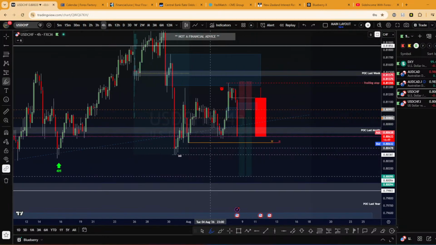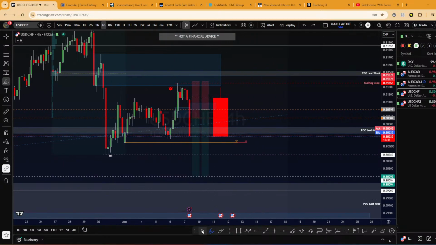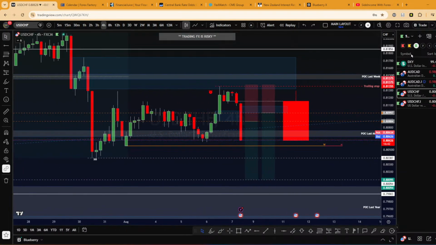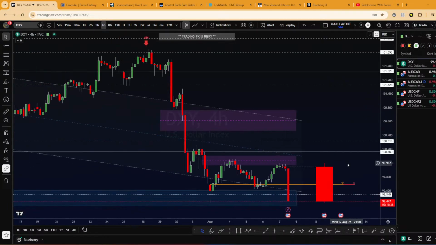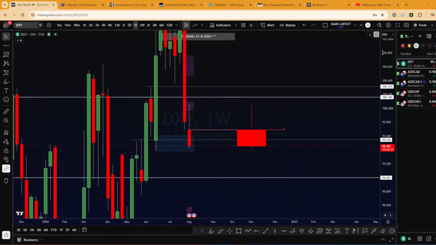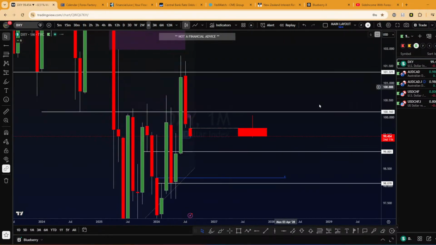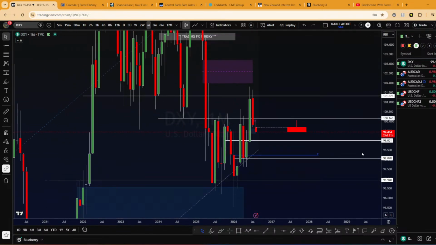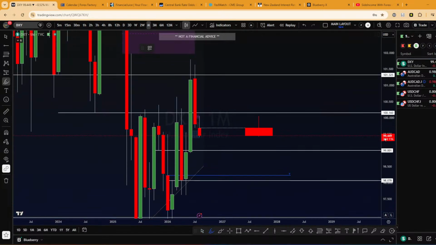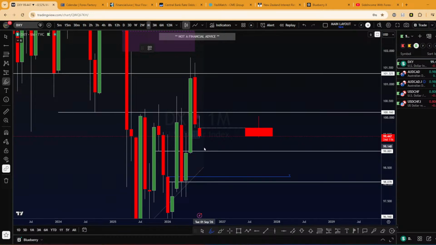Okay, but it seems like things are dropping very fast. Let me check the DXY again. The DXY is dropping. On DXY, if we even go to the monthly time frame, we are just retracing. Based on this report, we have no other choice but to retrace today. So the target is clear.